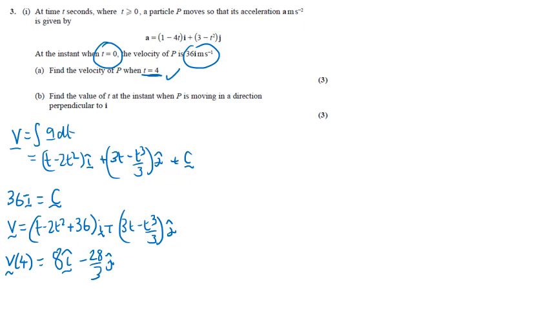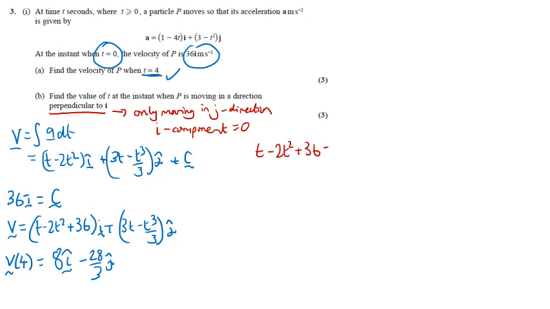Second part, find the value of t at the instant when P is moving in a direction perpendicular to i. Okay, so if it's moving perpendicular to i, then what does that mean? It means it's only moving in the j direction. So the i component must be equal to 0. So all we have to solve is t minus 2t squared plus 36 equals 0.